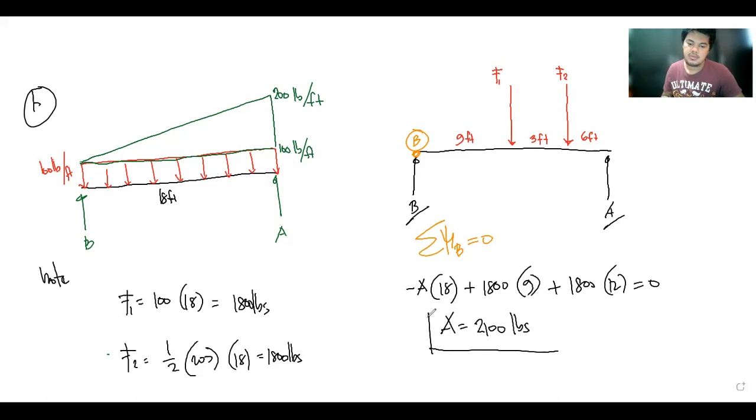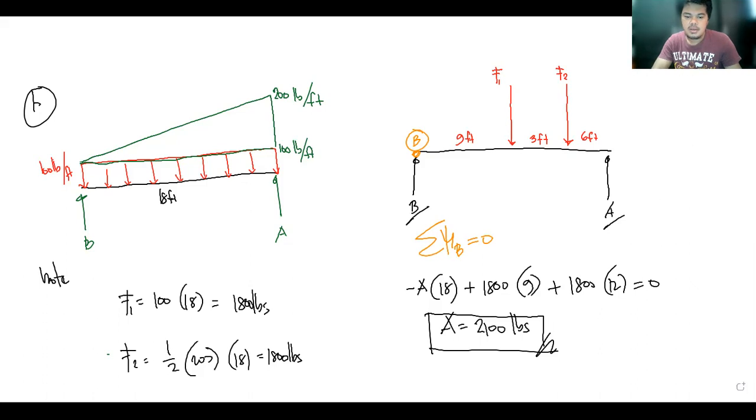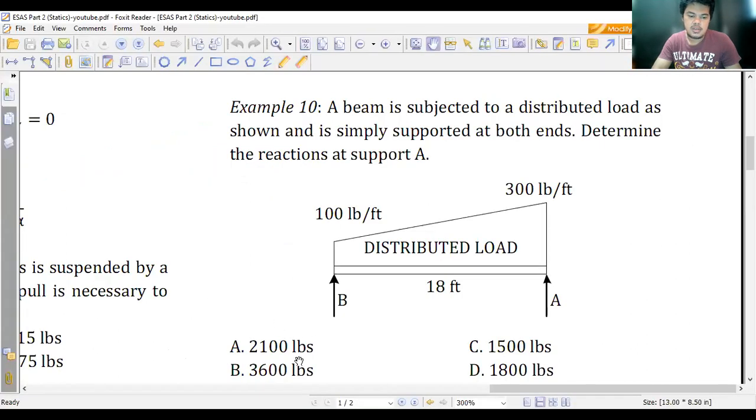So we have the answer, 2,100 pounds. Let us check the given choices. Here it is, letter A, 2,100 pounds.